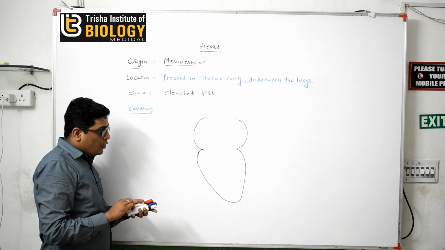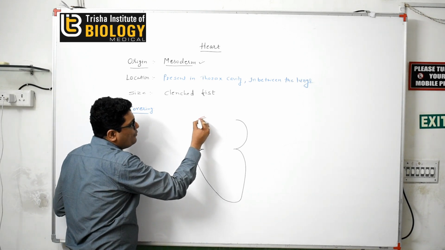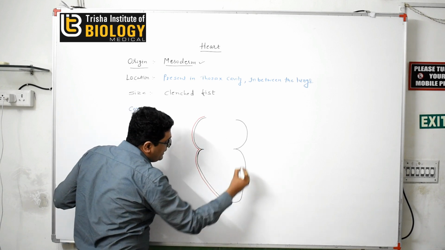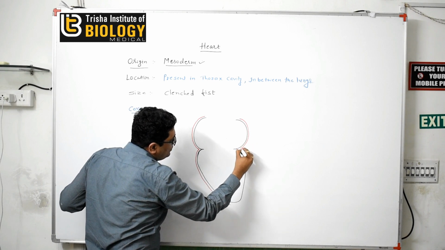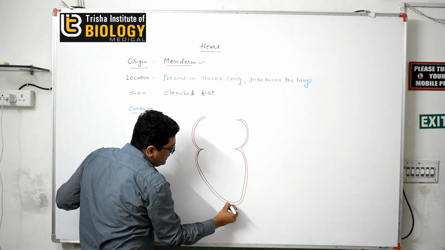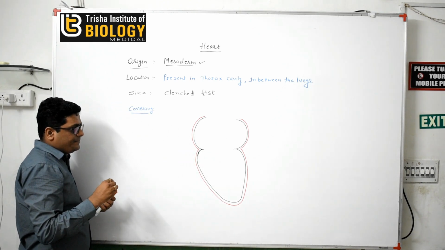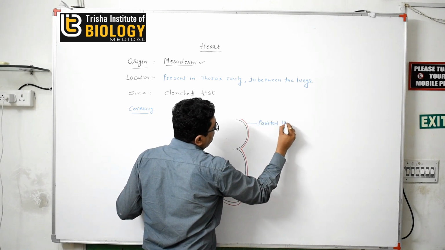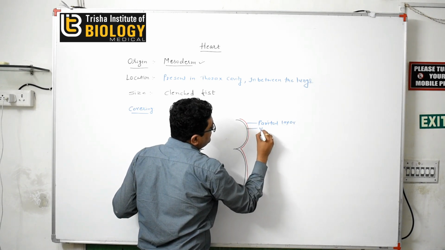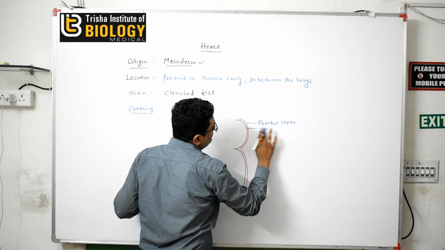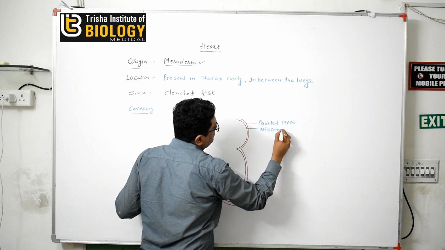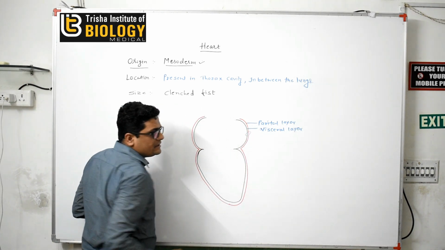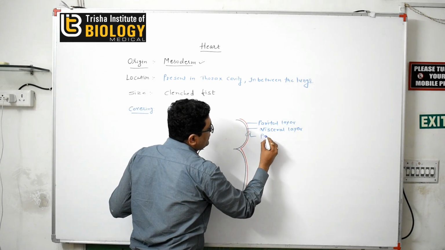Now the whole heart is protected by a double layer wall that is called the pericardium. In the pericardium, the outer layer is known as the parietal layer and the inner layer is known as the visceral layer. But commonly, both layers combined are known as the pericardium.